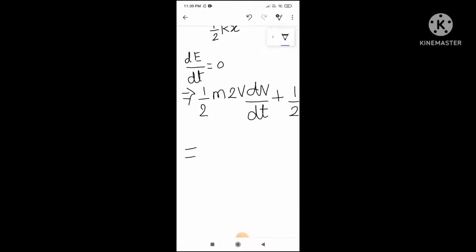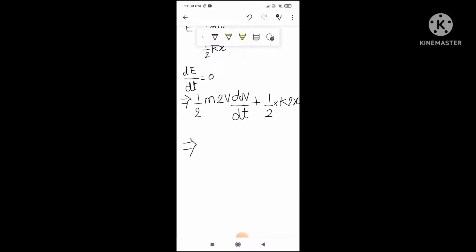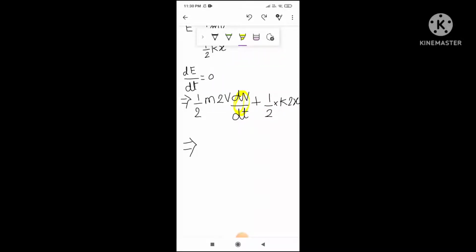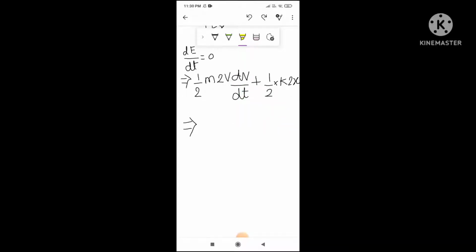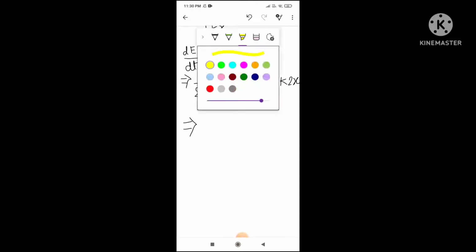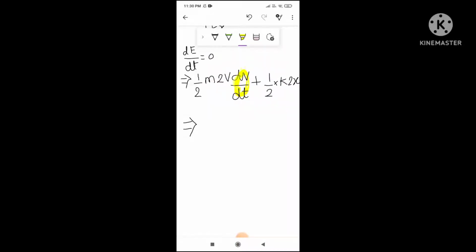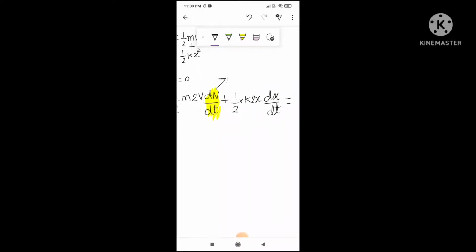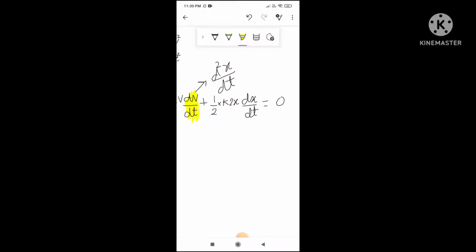So now, in this equation, this particular term is dv by dt. So we can write it as the second order derivative of displacement with respect to time, and this term, look at this term.